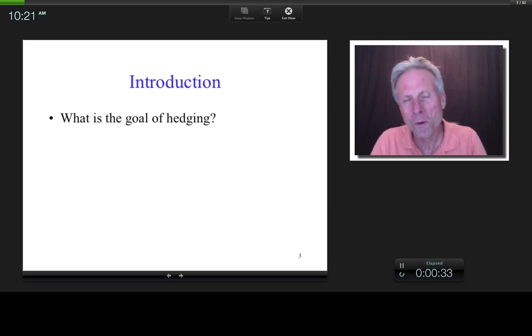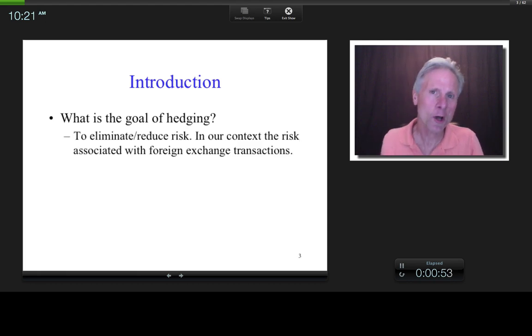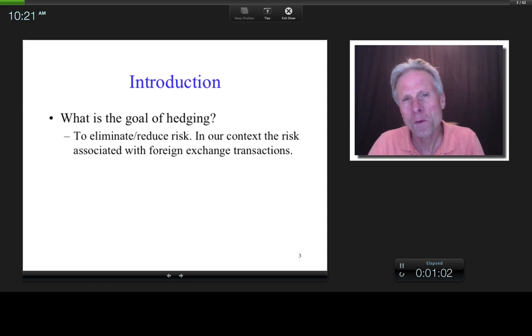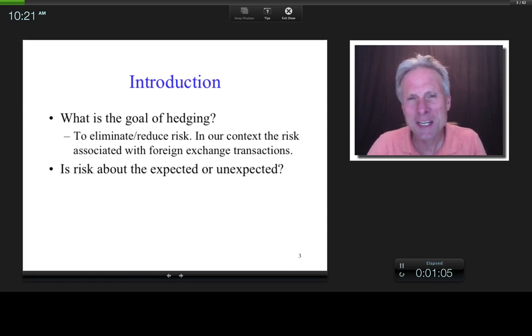So first of all, what is the goal of hedging? Obviously, this is definitional, right? You either know it or you don't. But any thoughts? Well, basically, it's to eliminate or reduce risk. And in the context of what we're talking about, it's risk associated with foreign exchange transactions. Now, when you think of risk, is risk about the expected or the unexpected? Well, pretty much the unexpected, right?